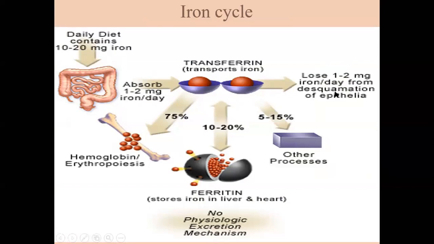Because of that, whenever there is deficiency, this cannot be balanced and absorption will be increased. Though it is increased, after some time the iron deficiency anemia sets in. Everything should be balanced. The storage form is ferritin, and the majority is utilized for hemoglobin synthesis or erythropoiesis.